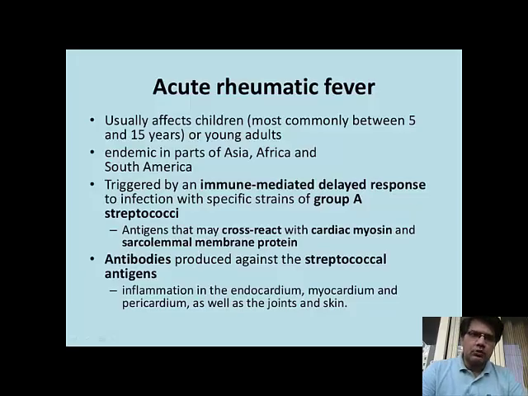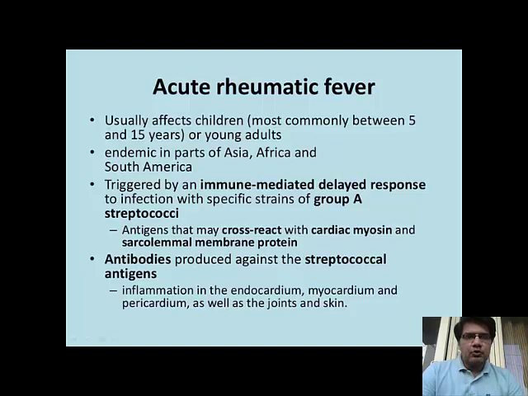Today we are going to talk about acute rheumatic fever. Acute rheumatic fever usually affects children, and this is endemic in parts of Asia, Africa, and South America. That is the developing regions. It is a disease of developing regions, and this is important because as hygiene and cleanliness improve, this disease has been shown to vanish. It is very common in Australia as well, in Aborigines, in Asia, Southeast Asia, particularly India, Pakistan, Africa.